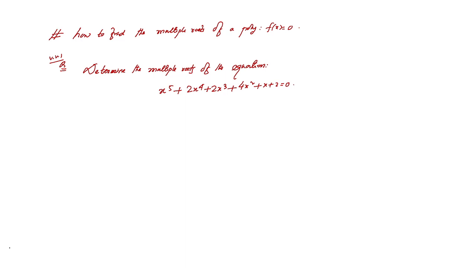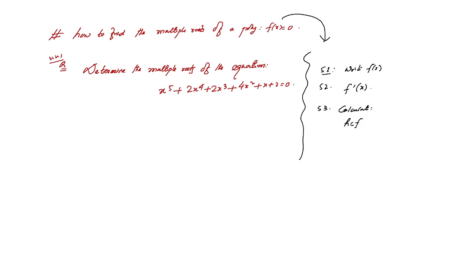That is basically the multiple root. So what should be the procedure for finding the multiple root? Step 1, you will write fx simple. Step 2, then you will evaluate f dash x. Step 3, you will calculate the HCF, highest common factor, of fx and f dash x. Okay, so HCF of fx and f dash x.